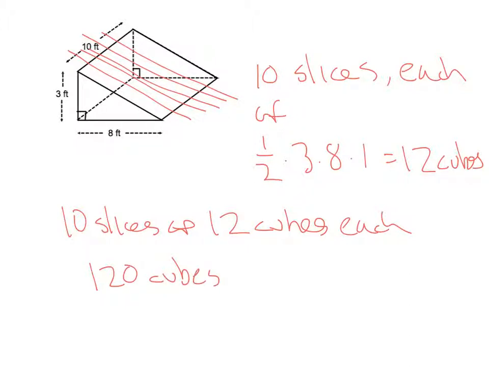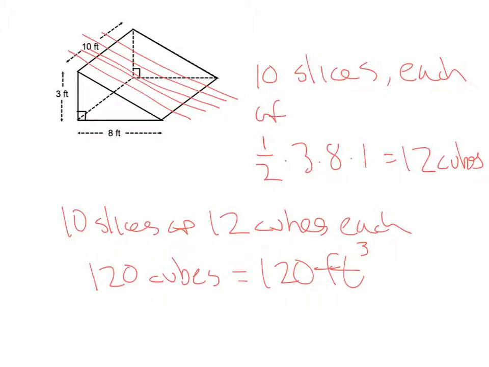or in this case 120 feet cubed. So there is no other way to slice this so that all the slices are the same. That's the crucial element, because if you'd said 10 slices, each of which is different, you couldn't just multiply the volume of one slice by 10 because each volume would be different.